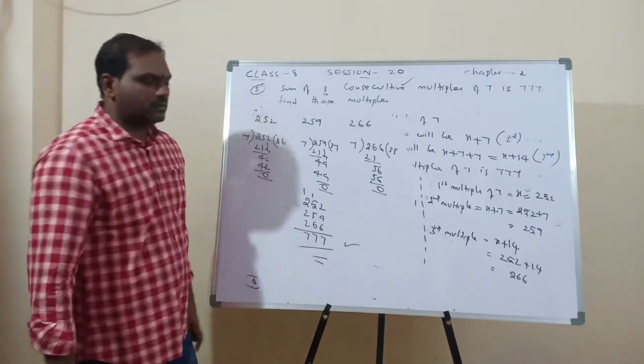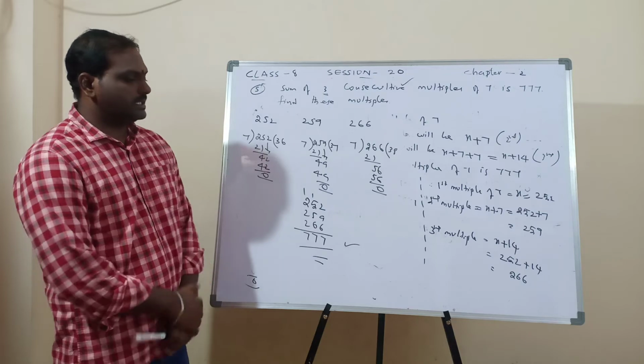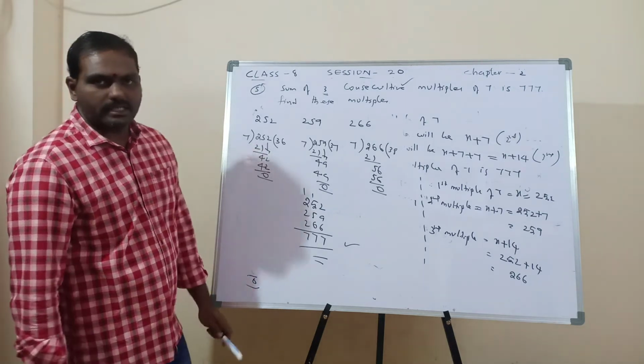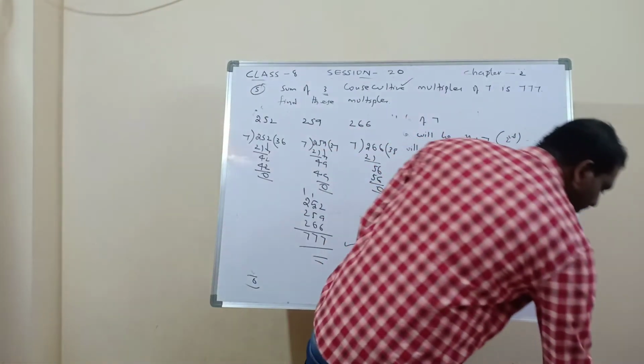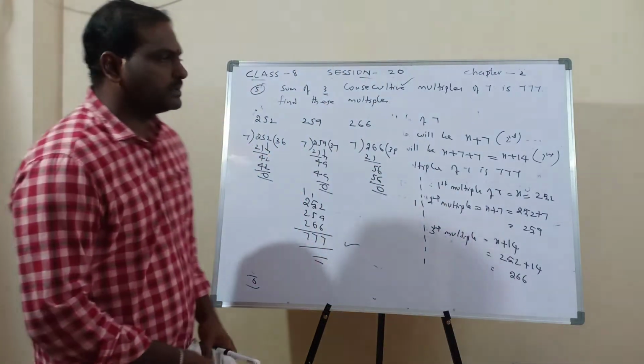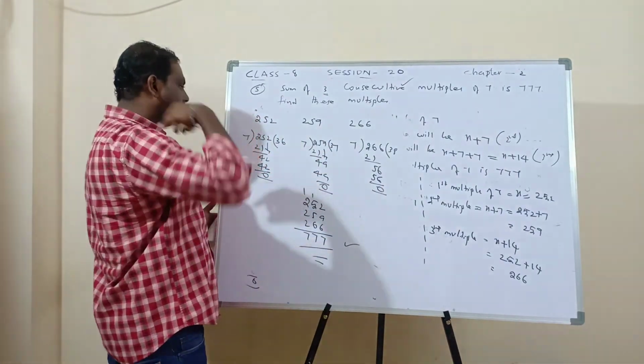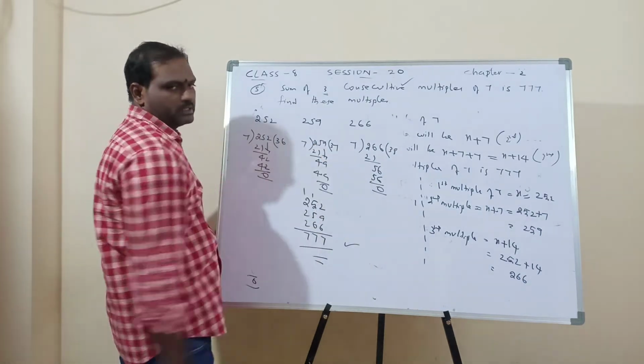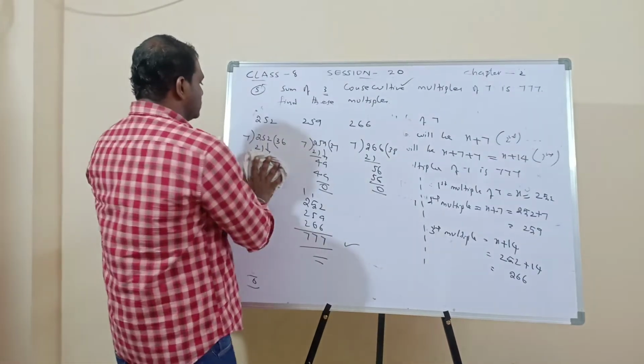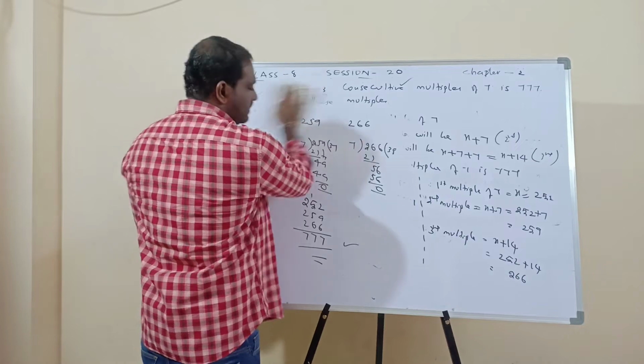So, checking the 3 steps, our answers are correct. Therefore, our sum is correct. Therefore, the 3 consecutive multiples of 7 whose sum is 777 are 252, 259, 266. Okay. So, this is the conclusion we have to write.